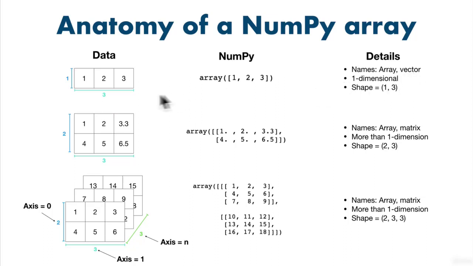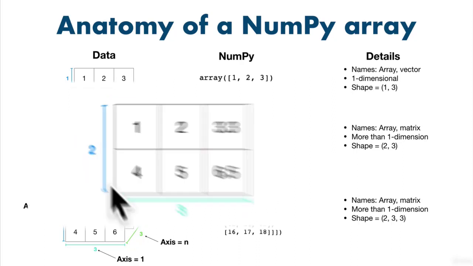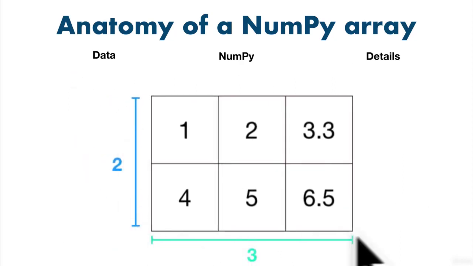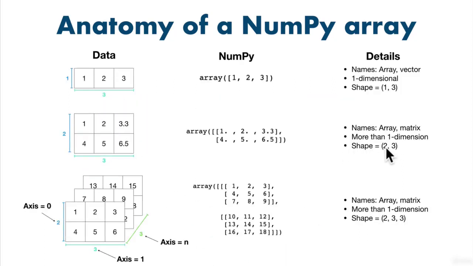A vector is just a one-dimensional array. If we go to this next one, which is A2, we've got 2 rows and 3 columns. So this one has the shape 2, 3. It's more than one dimension, and can be referred to as a matrix. So if you hear something referred to as a matrix, it's probably got more than one dimension. See how a vector is just one row? This matrix has 2 rows.